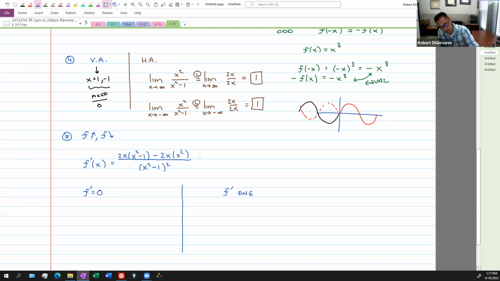Look at that derivative. Let's clean it up. I should have cleaned it up here. 2x cubed minus 2x. I know I'm moving fast, but I'm also on video, so you can always go back and watch this.